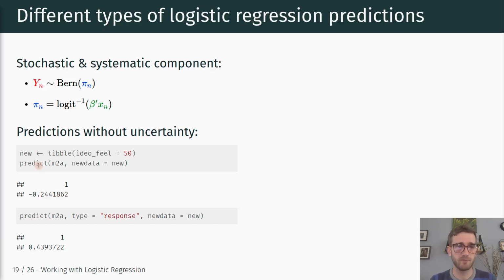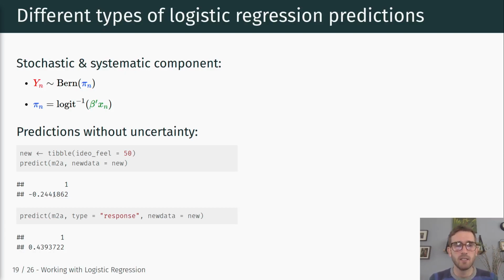The point is that this value that we compute here using the predict function is just the linear component. That's just beta prime xn. And that's not bound between 0 and 1. That can go theoretically from minus infinity to plus infinity, right? So just using predict, what we're getting is just beta prime xn for the x values that we specified in our new data frame, and the beta coefficients that we estimated in M2A. So we just get one linear predictor for beta prime xn that we then have to plug in to our link function to actually get a probability.